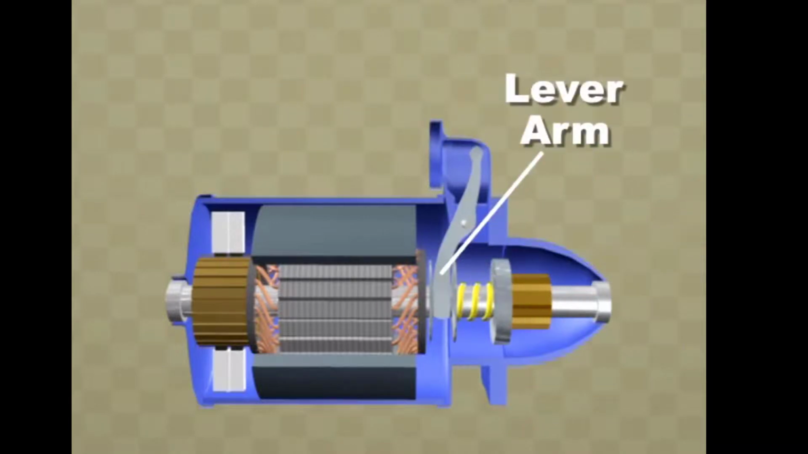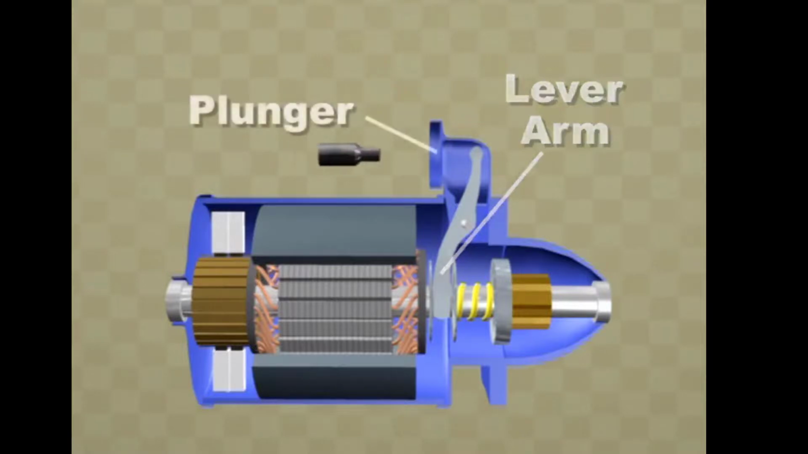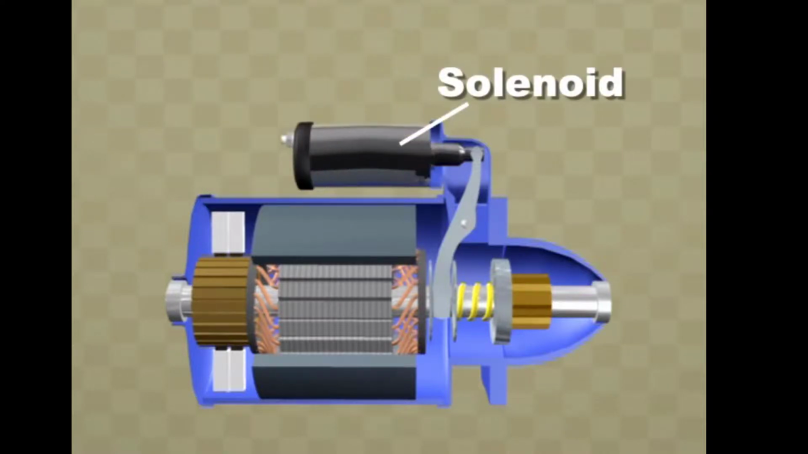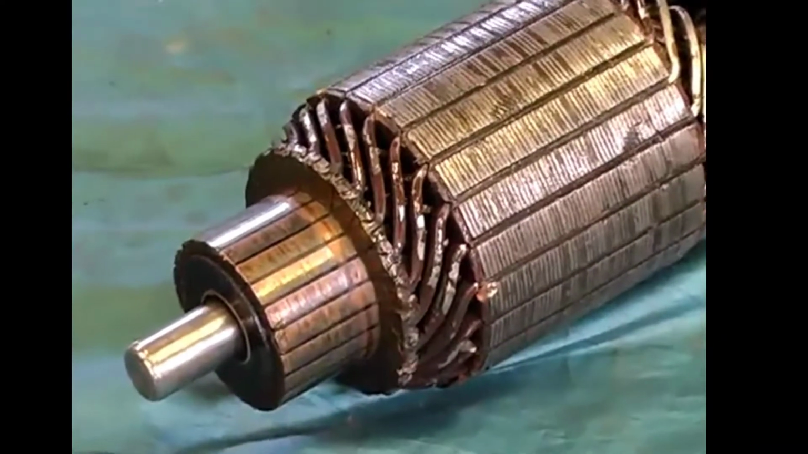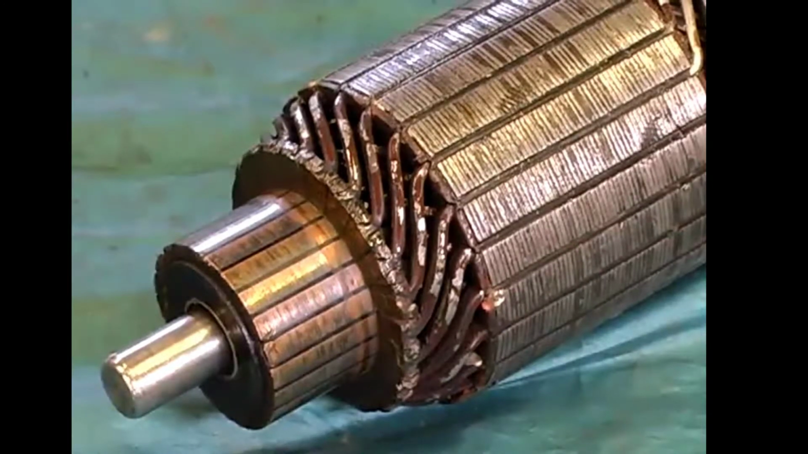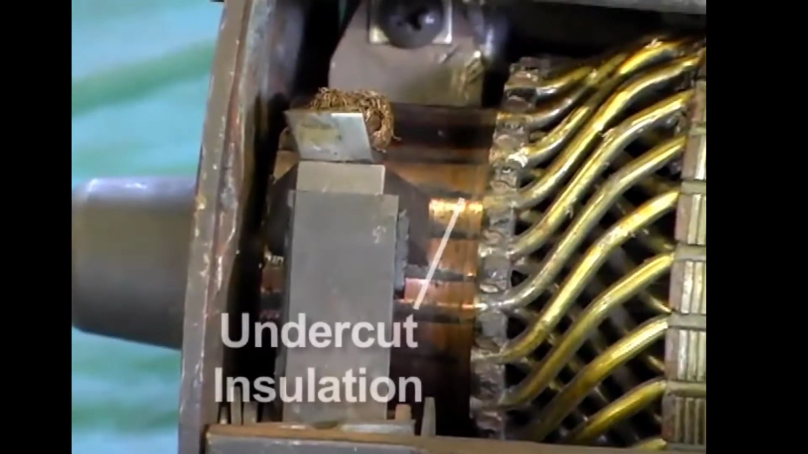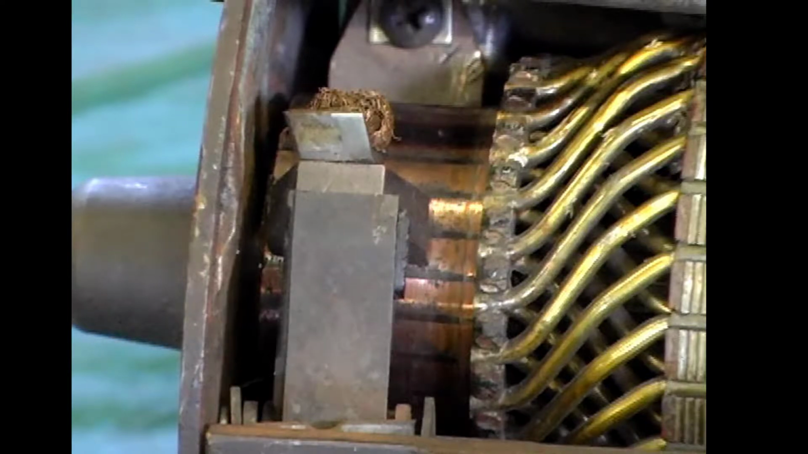A lever arm is used to push the pinion gear outward whenever the starter motor is engaged. A plunger and sometimes a pull shoe are used to act upon the lever arm. Some starters use a solenoid to physically move the plunger, lever arm, and pinion gear back and forth. This close-up shows the commutator segments. Each segment is connected to an armature winding. Insulating material is undercut and separates the commutator segments. This allows the brushes to feed current into each set of armature windings individually.